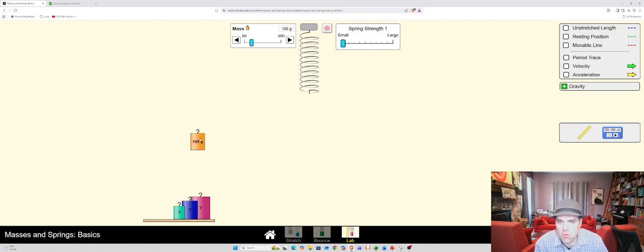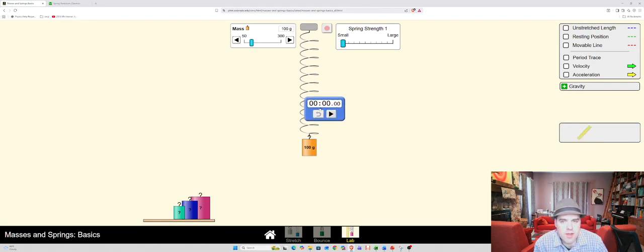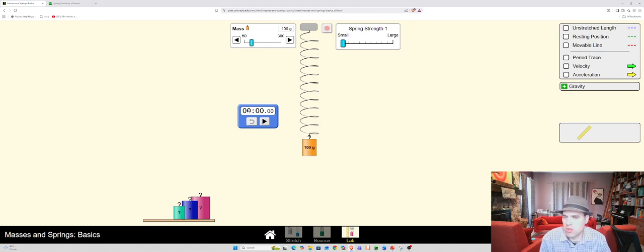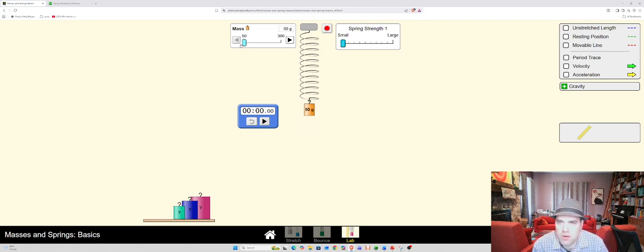Then we're going to take this orange mass, the one with the number on it. I'm going to hit stop so it doesn't keep going up and down. And I'm going to take this timer and drag it over here. This is what we're going to use to time the period of the oscillation. I'm going to start with 50 grams because that's the first data point we're interested in. So we're going to pull it down and let it oscillate.